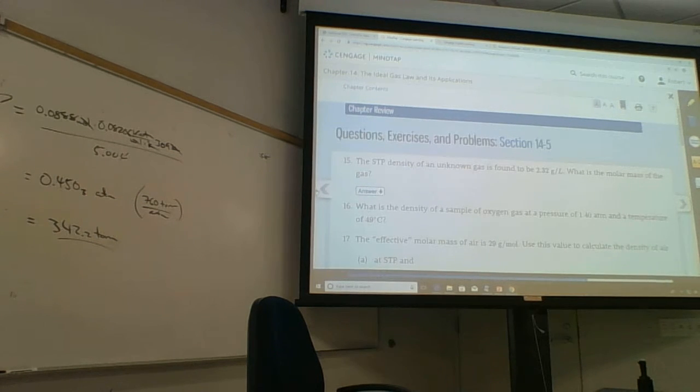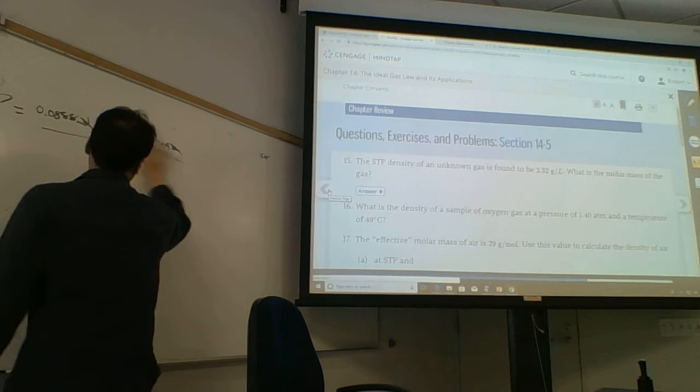Okay, those are your basic problems, solving for a single variable. Now we have some specialty applications of the ideal gas law. So let's talk about some of the applications.